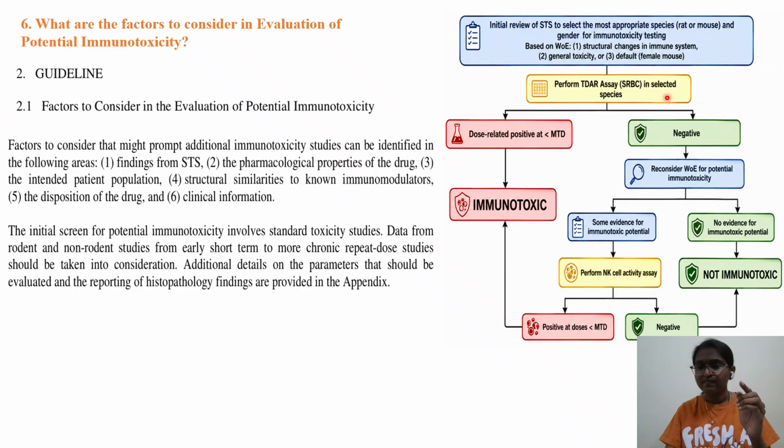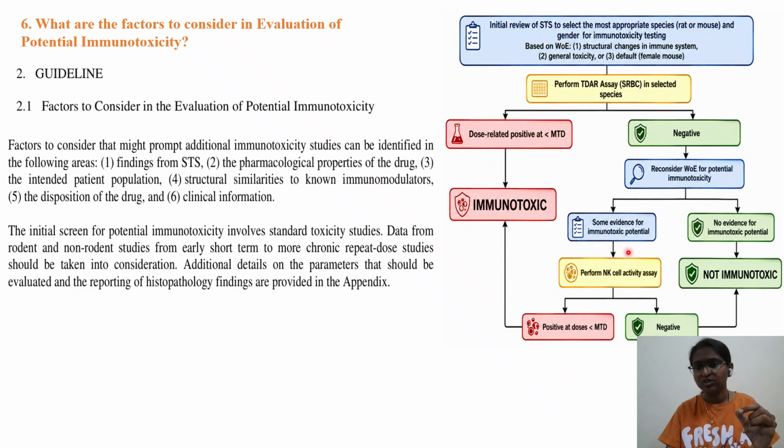So if there is a negative, you have performed a TDAR assay or natural killer cell assay, whatever assay is there, and you found the results are negative. It is not triggering any NK cells. Then you have to reconsider. Again, you have to go back to step one, that is the weight of evidence approach for potential immunotoxicity, because you have to confirm it.